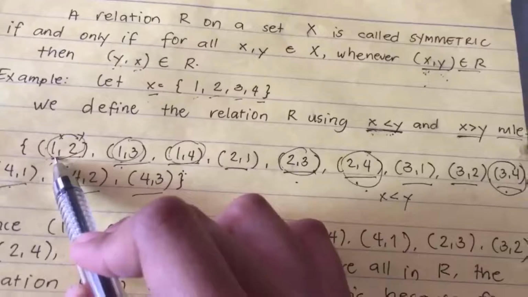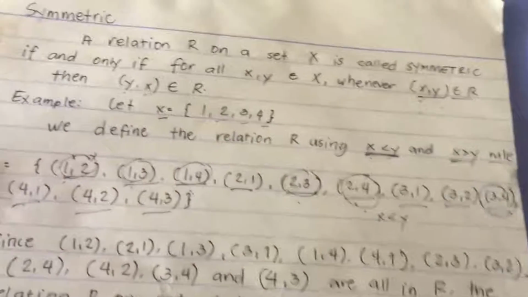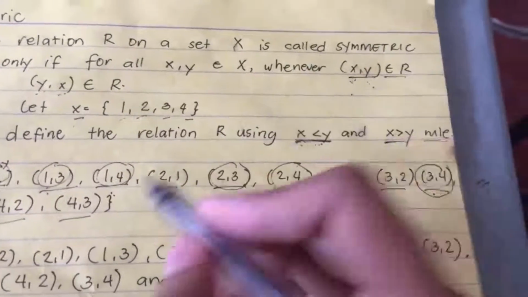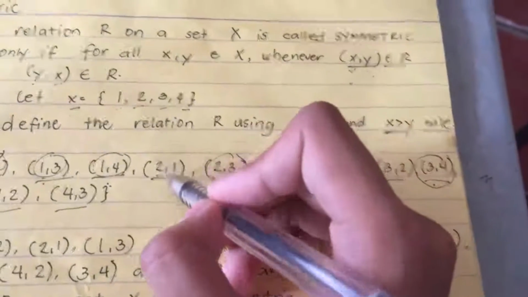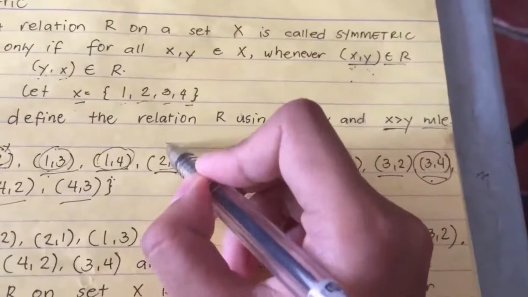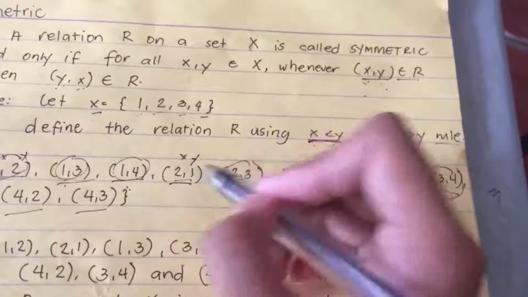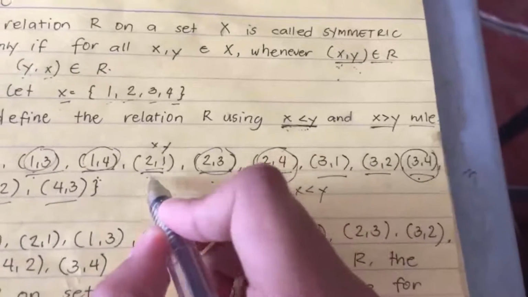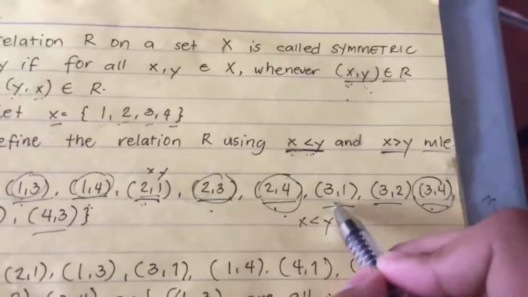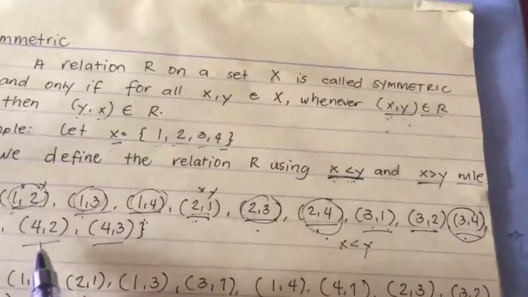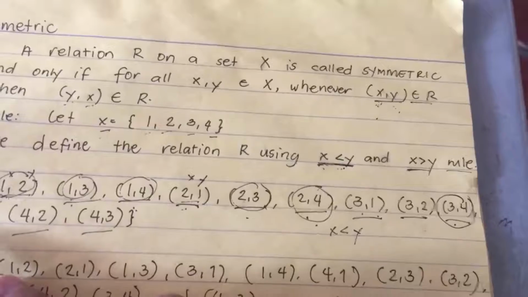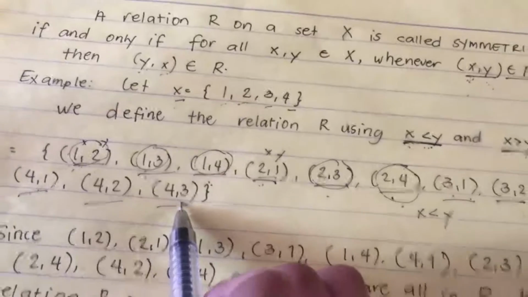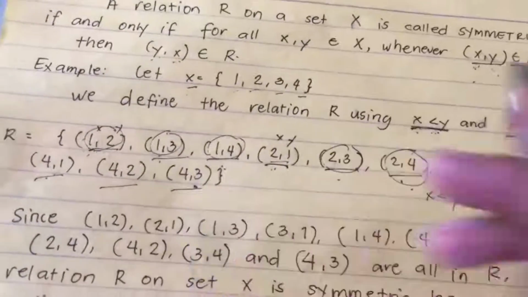The first element represents x and the second element represents y. So the next rule, x is greater than y, such as 2 and 1, where the element 2 represents x and the 1 represents y. So in this pair of elements, x is greater than y. 2 is greater than 1, 3 is greater than 1, 3 is greater than 2, 4 is greater than 2, 4 is greater than 1, and 4 is greater than 3. So that is the symmetric property.